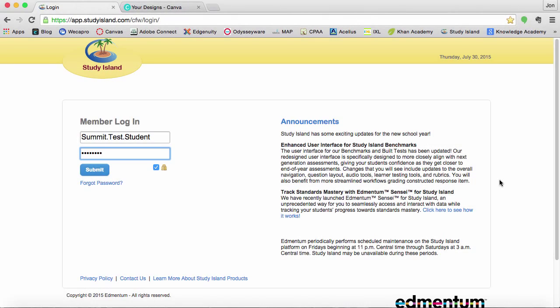Everyone, let's get started by logging into Study Island and see what we all have here for us at Summit Learning Charter. So the login page is app.studyisland.com. You'll need to log in there. And then you should have been given a username and password for your student by a Summit staff member. And let's go ahead and log on in.